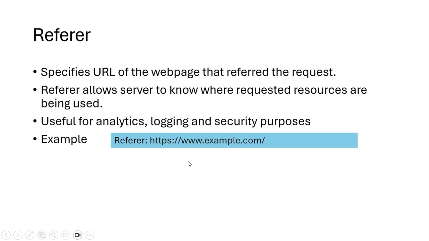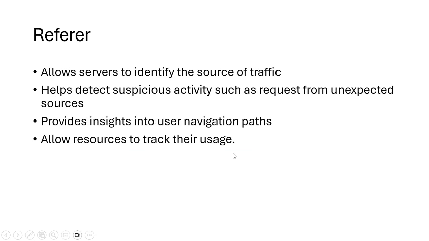It specifies the URL of the web page that referred the request. So we will be making the request from a web page to the other server. So it allows the server to know where the requested resource came from or is being used for. Basically, this can be used for analytics, logging, or any security purposes. For example, it allows the server to identify the source of the traffic. It helps to detect suspicious activity such as a request from a very unexpected source.